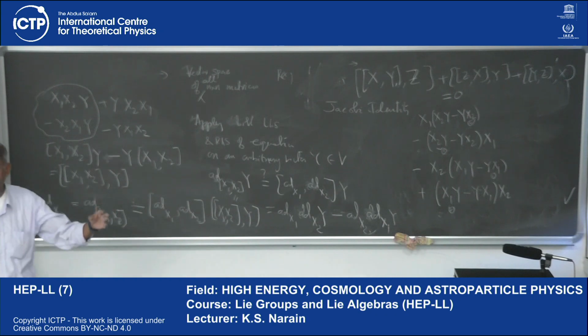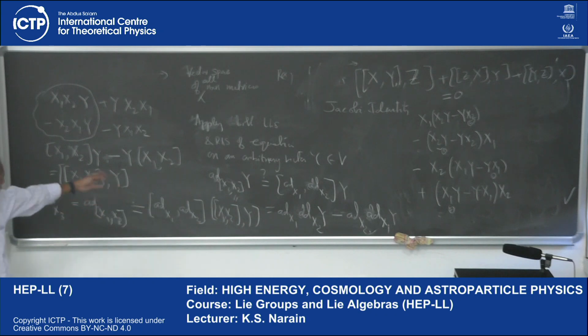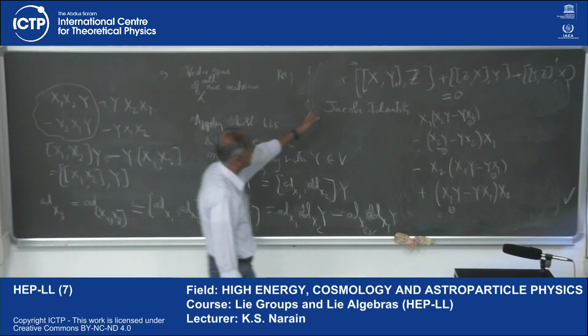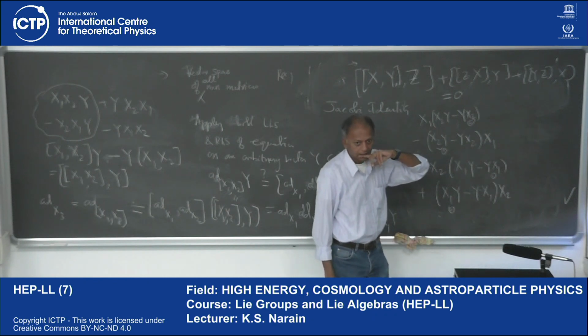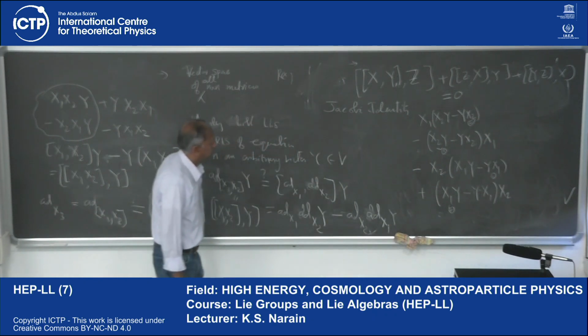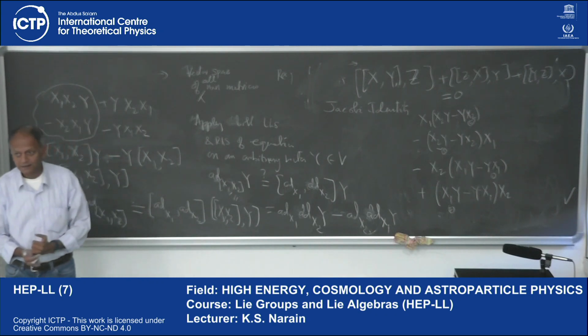This is the general property of matrices. I mean, square matrices. This is always satisfied, and you prove it just exactly like that. You just open it up and you will see that everything cancels. Okay. So it's crucial that the Jacobi identity is behind it.